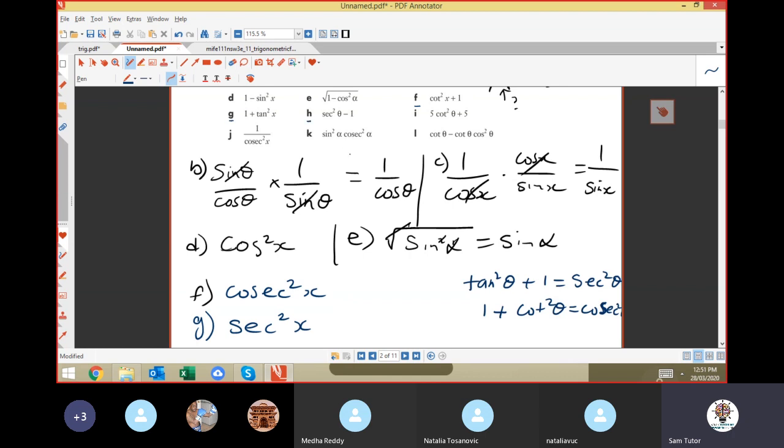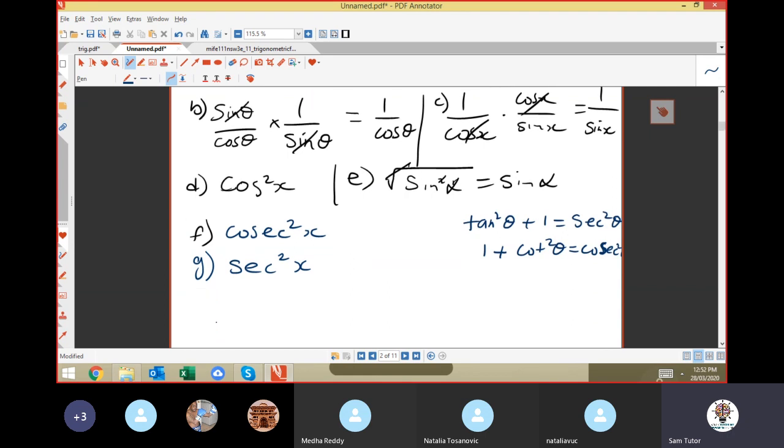H. H says, what is sec squared minus 1? Okay. What would sec squared theta minus 1 equal to? Does anybody know the answer to that? Tan squared theta. You are correct. How'd you get that? Can you tell us? Because if you move the 1 over to the other side, it becomes sec squared minus 1, which equals tan squared. Great work.